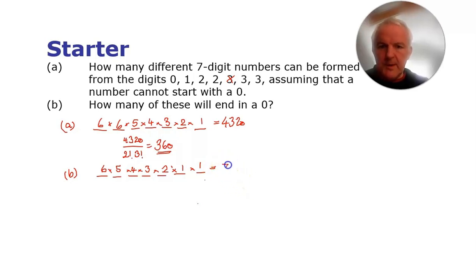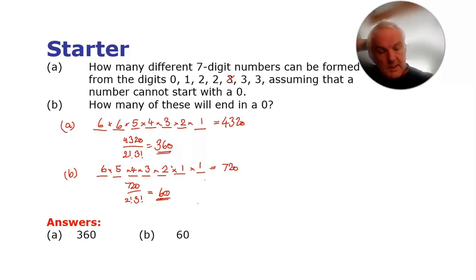And again, I've got the repeats to deal with. So I'm just going to do the repeats. 720 shared by, I've still got two 2s and I've still got three 3s. So divide by the 2, divide by the 6, and I get 60. Let's see if that is right. It's 360 and 60. So that's good.